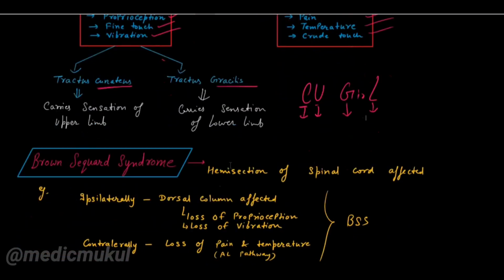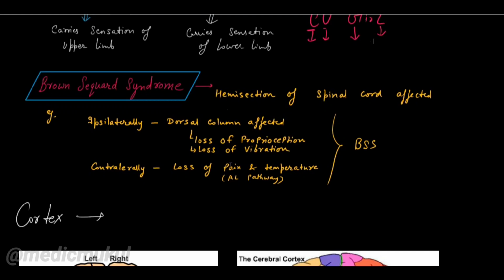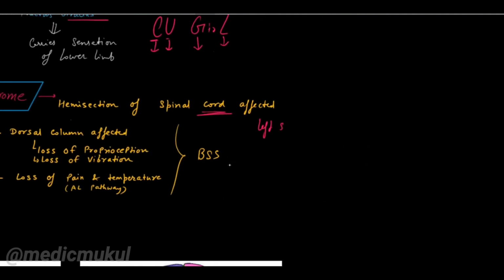Then one syndrome associated with this spinal cord pathway is Brown-Sequard syndrome. In Brown-Sequard syndrome there is a hemisection of the spinal cord, meaning half of the spinal cord is affected. If we take the left side, the left spinal cord is affected. Left spinal cord means ipsilaterally the left dorsal column pathway is affected, and the left anterolateral pathway is affected.